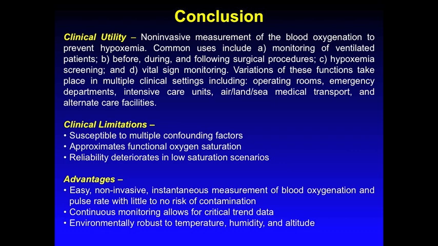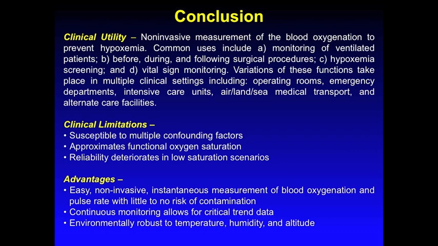Understanding the clinical limitations of pulse oximeters is critical to the proper use and result interpretation. A thorough understanding of the multiple confounding factors common to pulse oximetry will help the operator troubleshoot strange or erratic measurements. Knowing the difference between functional and fractional oxygen saturation will prevent erroneous results due to the presence of dyshemoglobins. And lastly, being mindful that the reliability of pulse oximeters deteriorates in low saturation settings.